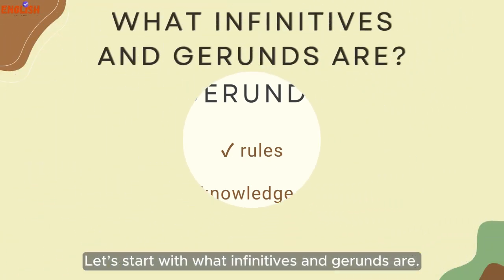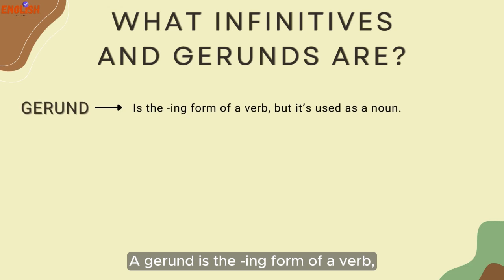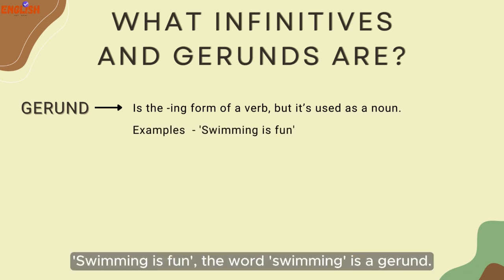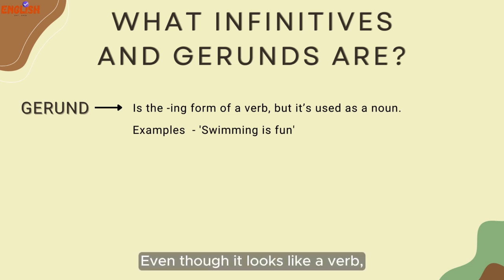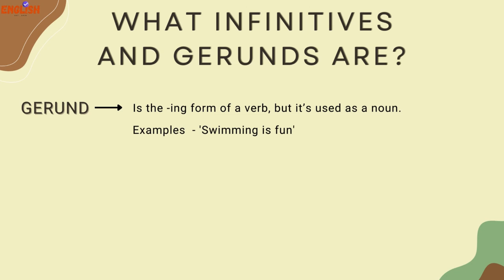Let's start with what infinitives and gerunds are. A gerund is the -ing form of a verb, like swimming, dancing, or eating, but it's used as a noun. For example, in the sentence "Swimming is fun," the word swimming is a gerund. Even though it looks like a verb, it's functioning as the subject of the sentence, basically as a noun.